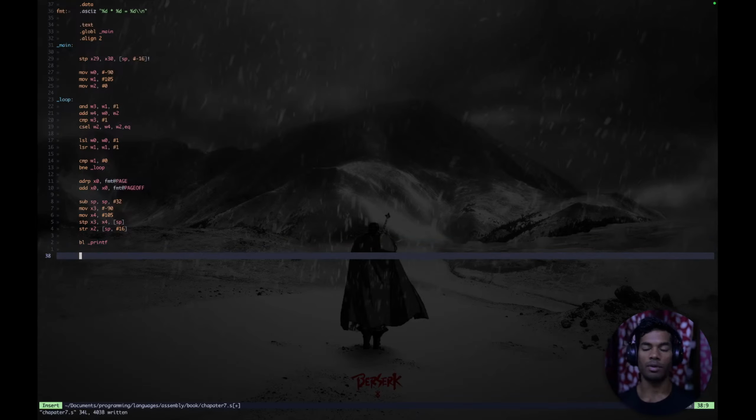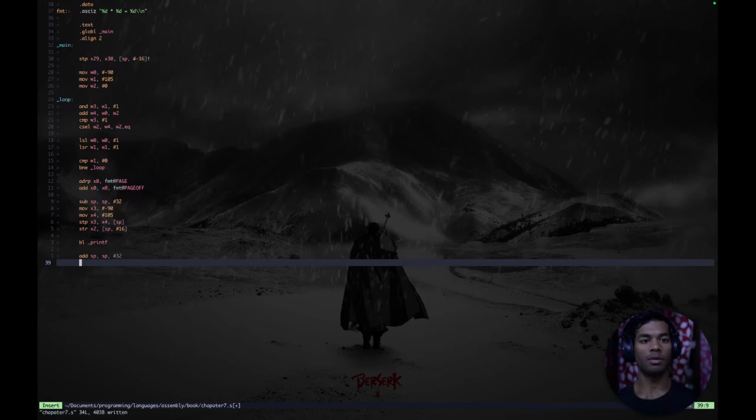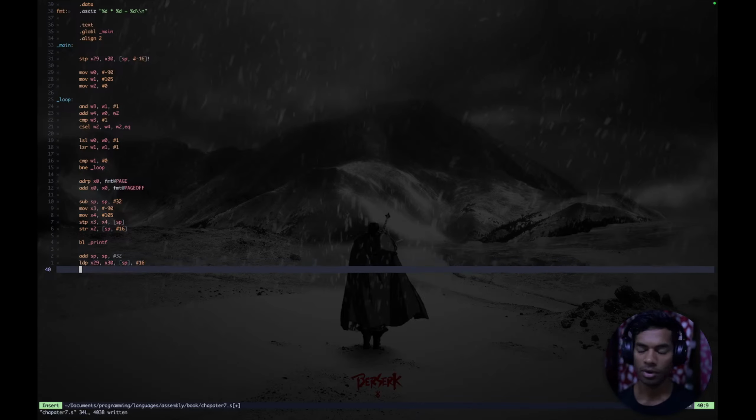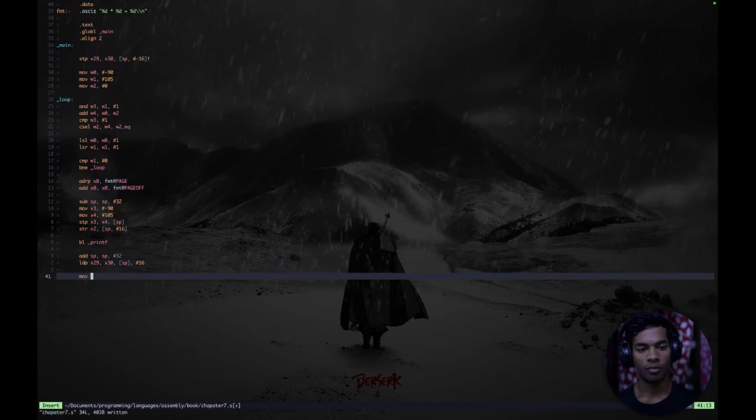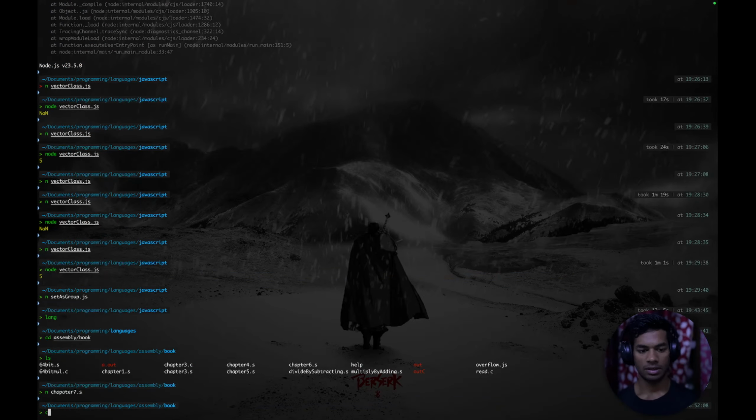And after that, let me clear the stack by giving it back what I took. And yes, I will load back the frame register, the frame pointer and the link register from the stack, and then add 16 back to it, and then move in the 0th register 0 and exit with that value. Now this should work.